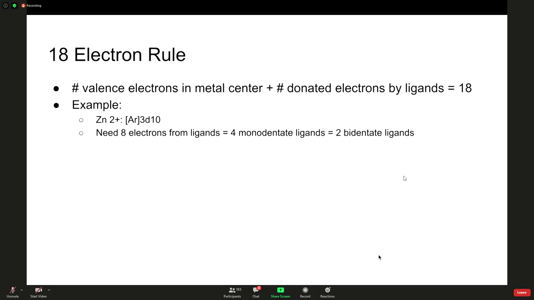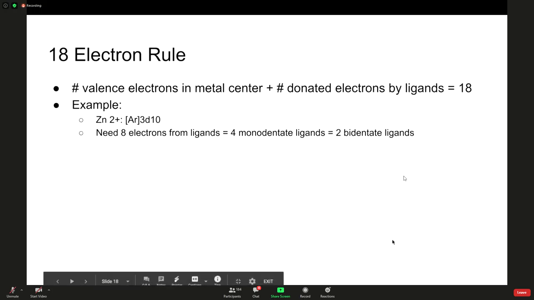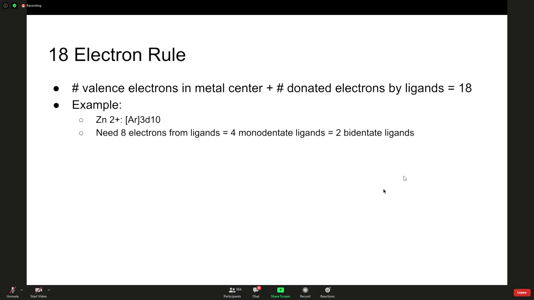Okay, and then for the 18 electron rule, that's just adding up together the number of valence electrons that we have from the metal center, plus the electrons that are given by the ligands, and that will add up to 18. For example, if we have Zn2+, that's the electron configuration where we have 10 electrons. To satisfy the 18 electron rule, we have to have 8 more electrons from the ligands. So if we have a monodentate ligand, that can be 4, or if it's a bidentate, that would be 2 bidentate ligands.